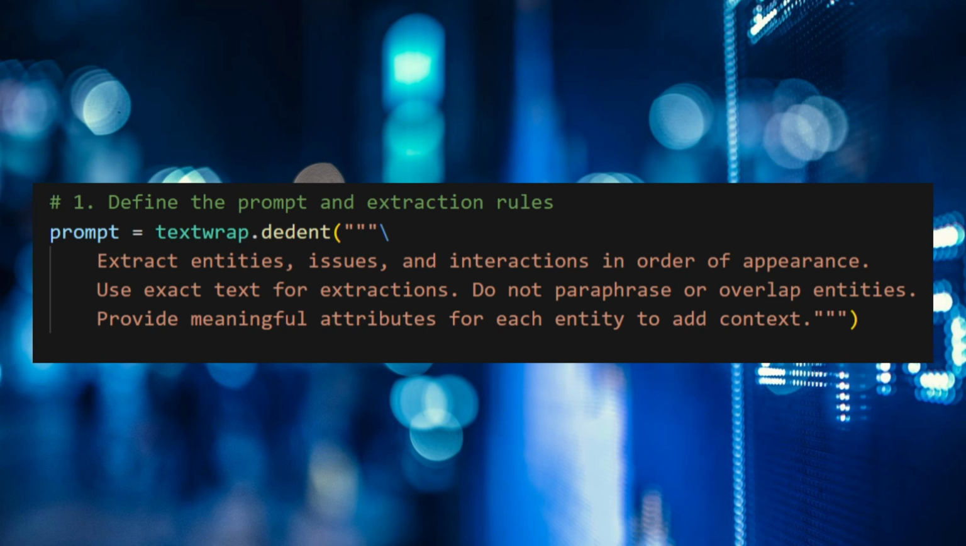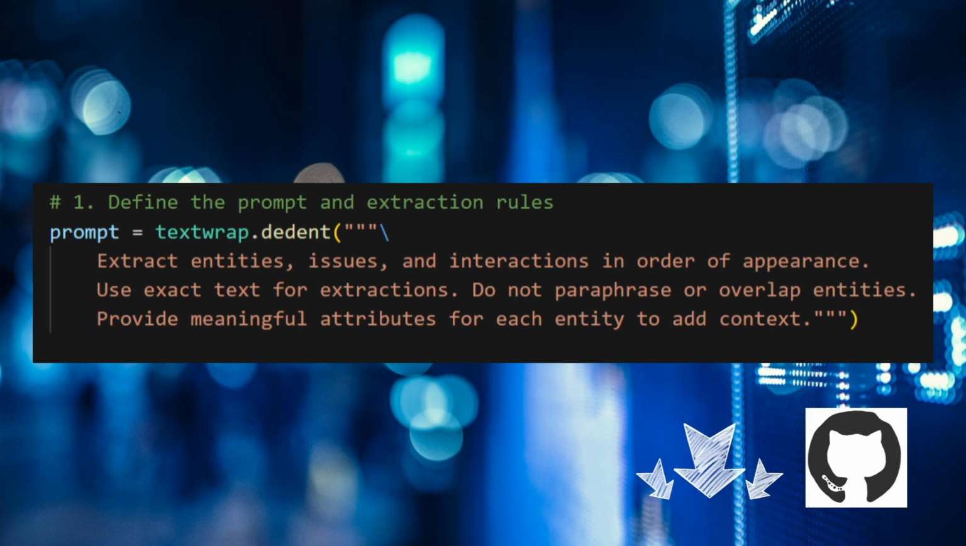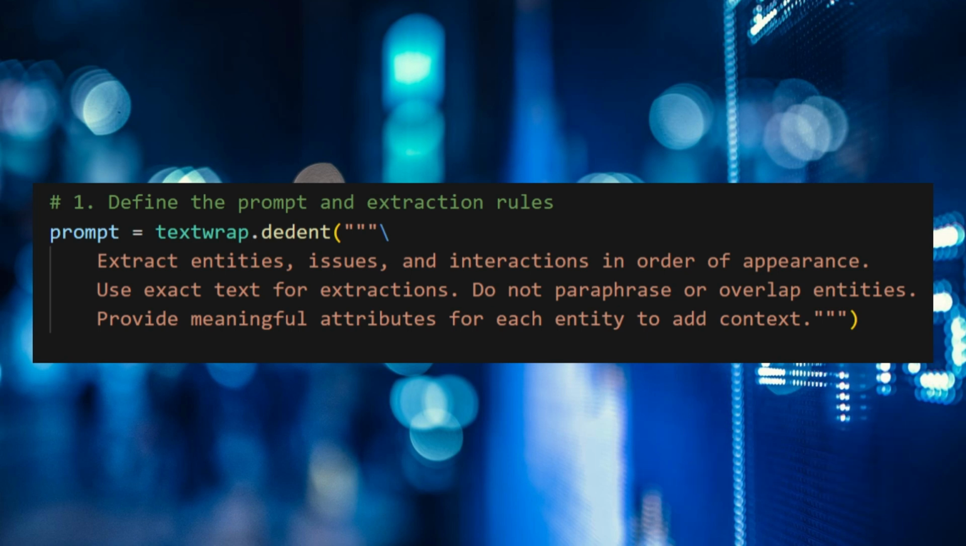In our case, we want three things: entities, like who is speaking, such as the customer or the banker; issues, like what problem or request is being made, for example, applying for a loan; and interactions, how the banker responds or what action is taken. It's like giving the assistant a shopping list. Please find me the people, the problem, and the response.